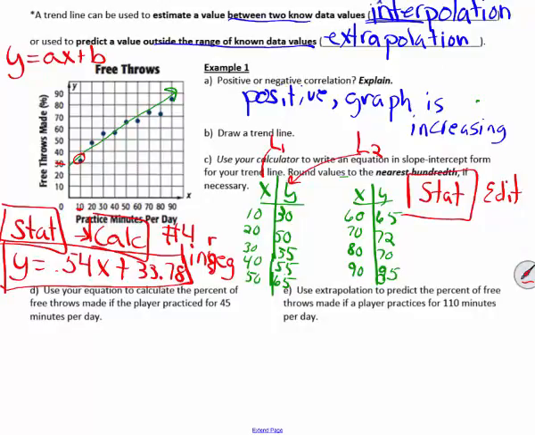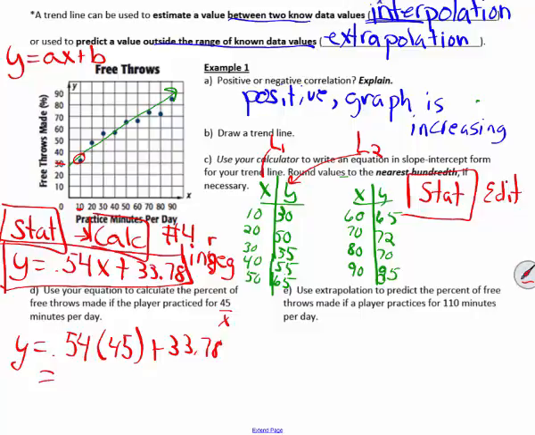So use your equation to calculate the percent of free throws made if the player practiced for 45 minutes per day. So this is going to now be x. So I'm going to do y equals 0.54 times 45 plus 33.78. And that you can just put right into your calculators.